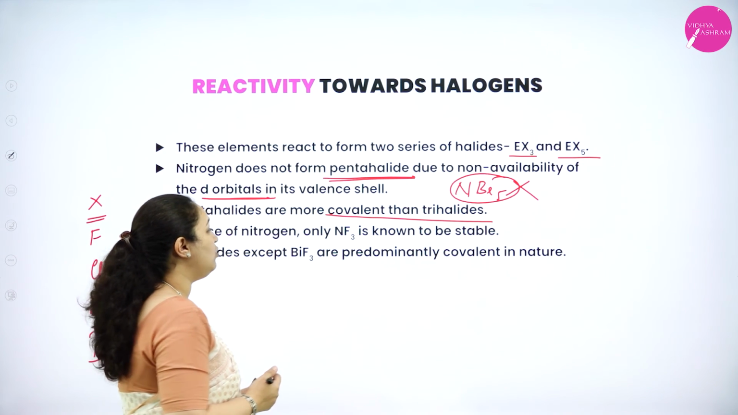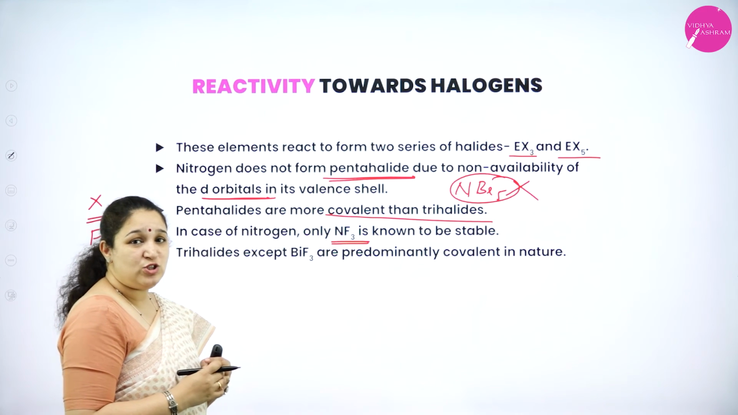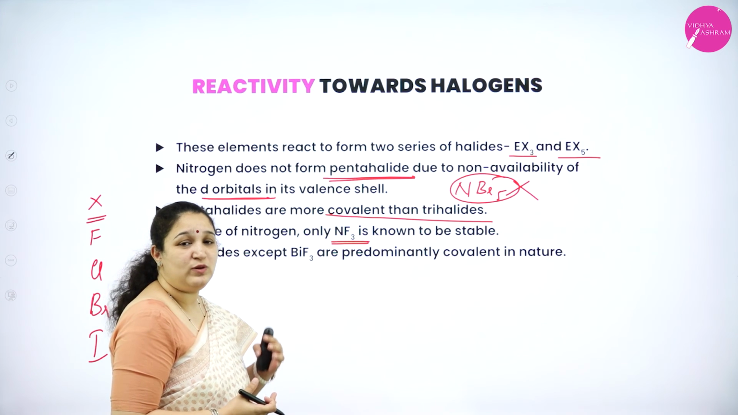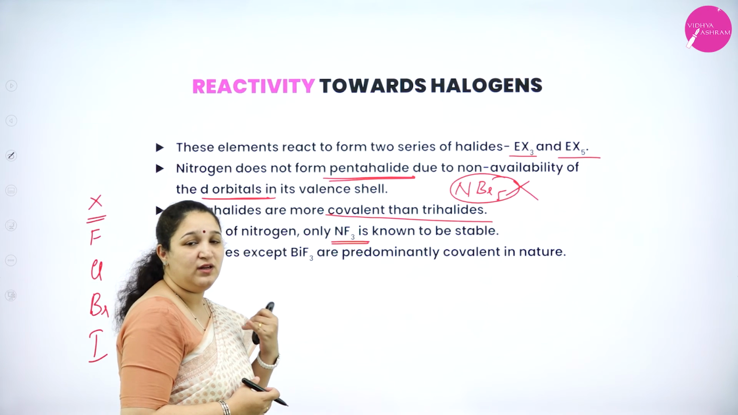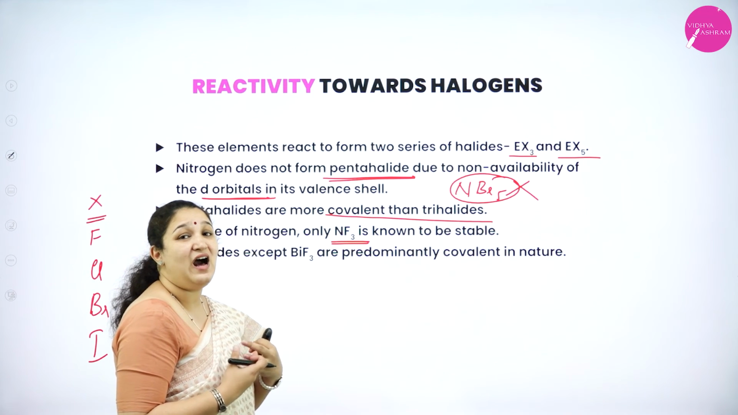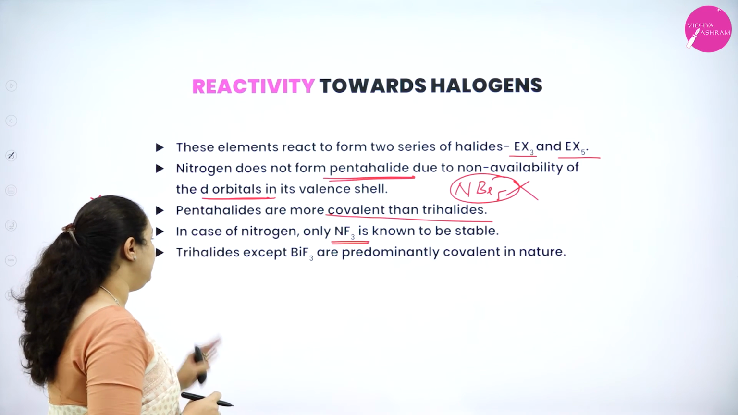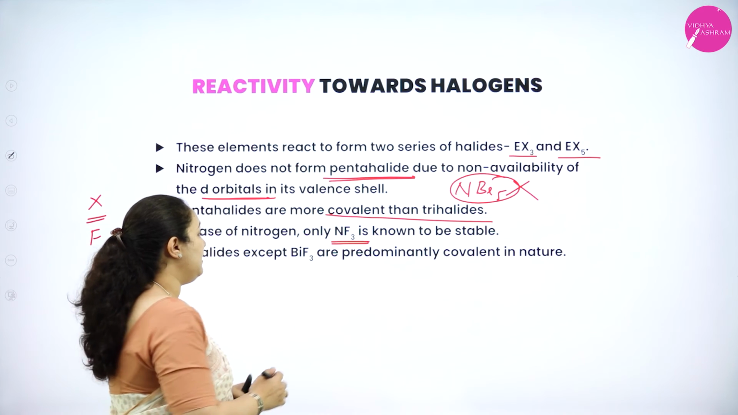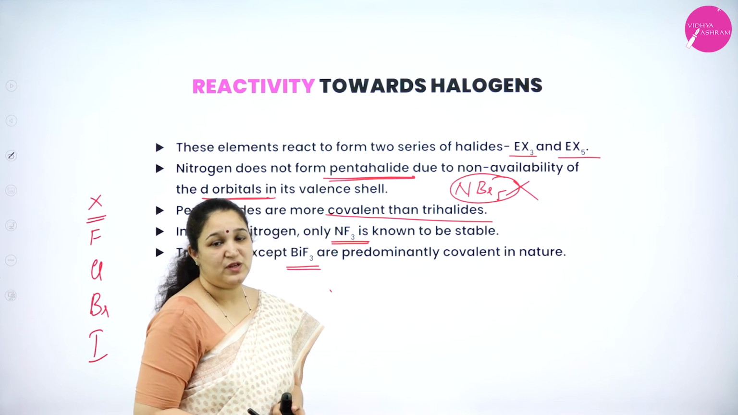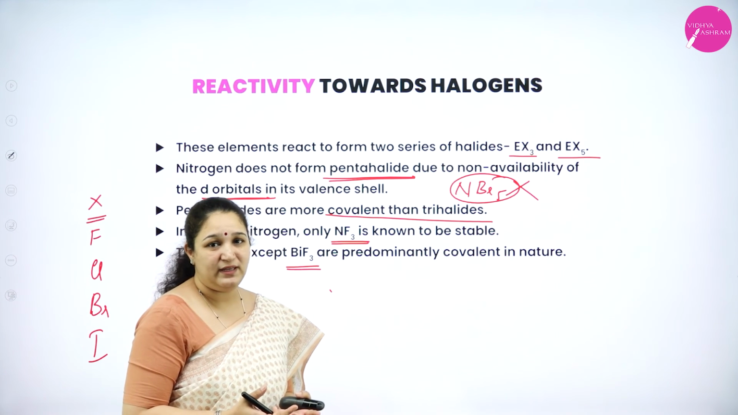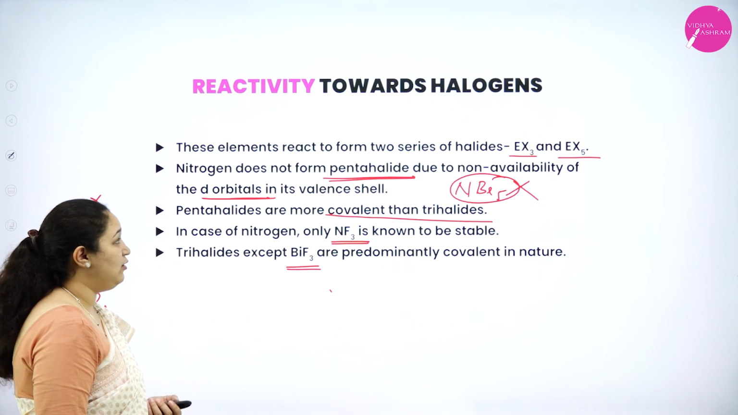In case of nitrogen, only NF3 is known to be stable. That is, nitrogen can form a trihalide with only fluorine. The others, that is, if it is forming a trihalide with chlorine or bromine or iodine, they are highly unstable. Only the one with fluorine is most stable. Last one is, trihalides except BiF3 are predominantly covalent in nature. So most of them are covalent in nature. Okay. So that's about reactivity towards halogen.